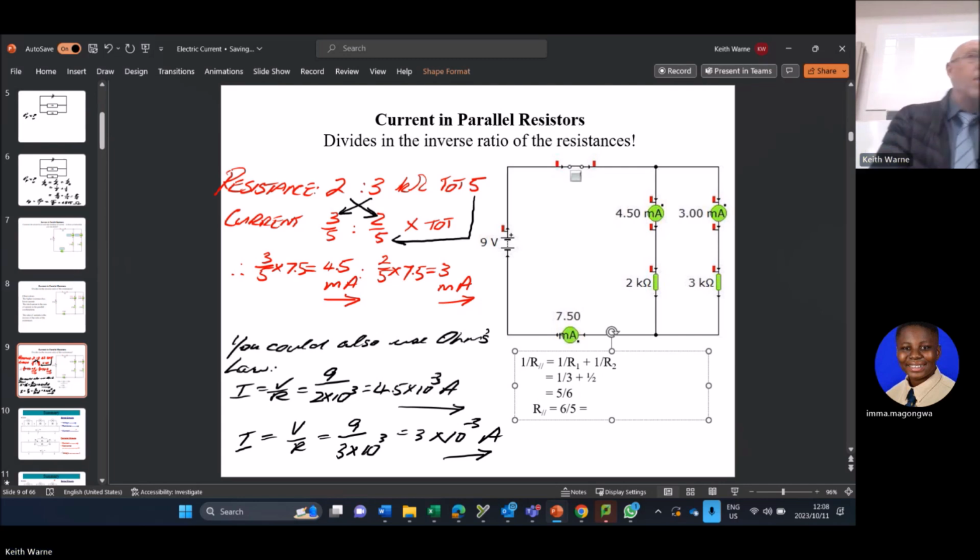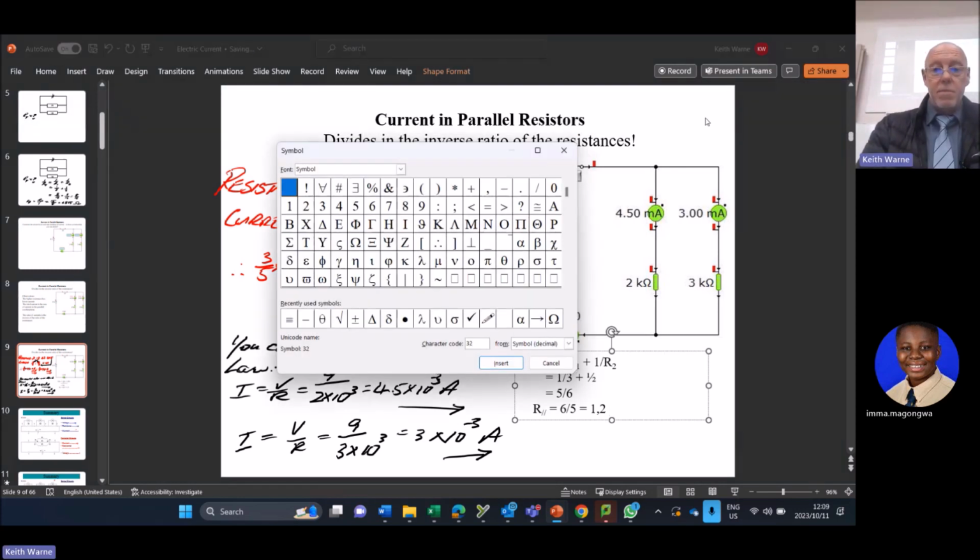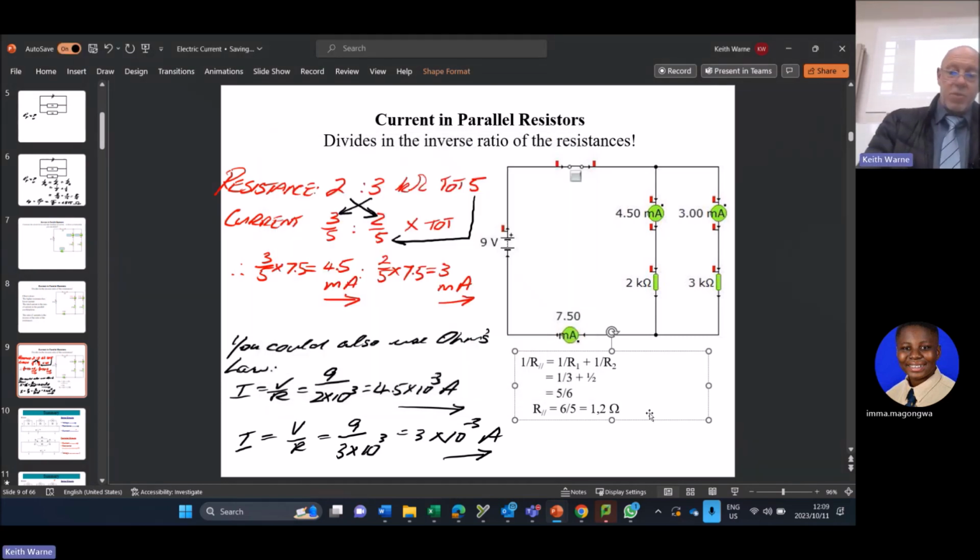Which is how much? 1 point? No. 1.25, is it? Can I trust you? 1.2. Okay. So I'll believe the man with the calculator. Insert symbol ohms. Right, 1.2 ohms. Now, haven't you heard of Ohm's law?